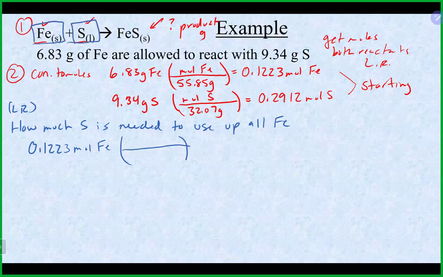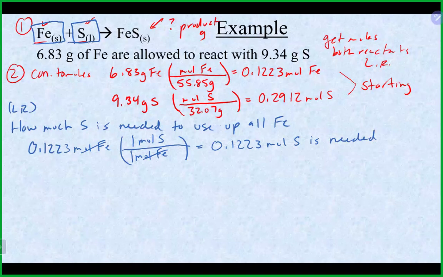And from the balanced equation, we can see it is 1 mole of iron, which will go on the bottom, will give us 1 mole of sulfur. And again, that is the mole to mole relationship from the balanced equation, which is the coefficients. The moles of iron are going to cancel, and that will tell us I need 0.1223 moles of sulfur.